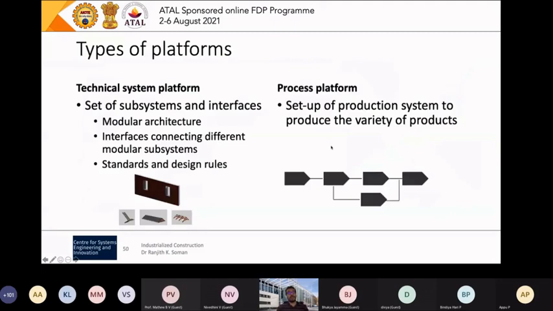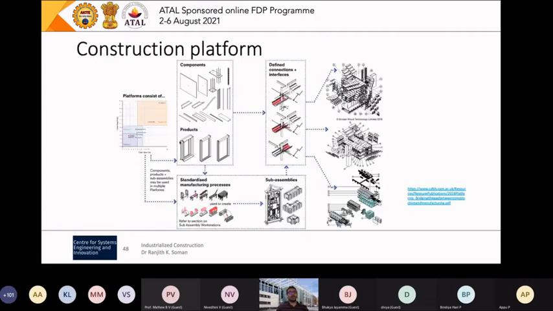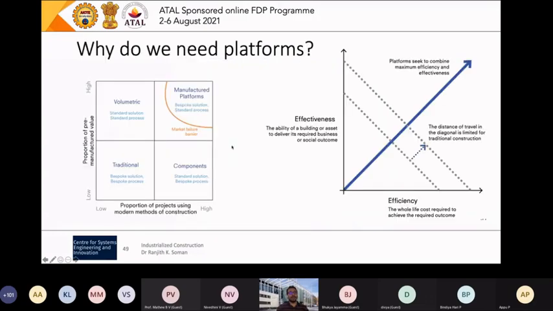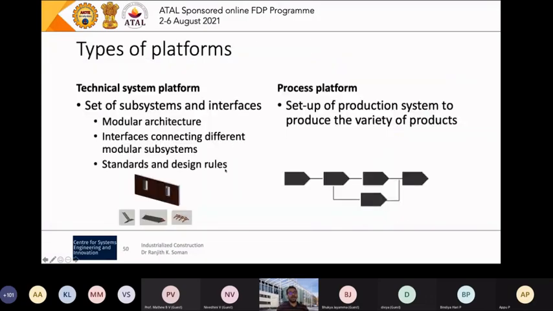And for that, what we need is a technical subsystem and a process. The technical subsystem is a library of things that could work together. We have talked about all these components, interfaces, and standardized manufacturing processes. You need to have a library of these components and products which could actually work together.